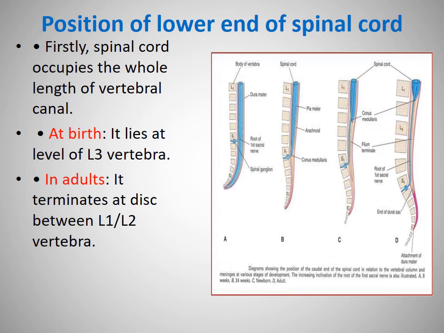Now, the positional changes of the spinal cord. During embryonic life, the spinal cord occupies the whole length of the vertebral column. Later on, the dura mater and the vertebral column grow at a faster rate than the spinal cord. At the stage of the 24-week-old fetus, the spinal cord lies at the level of S1. Whereas in the neonates or newborns, the spinal cord has shifted to a higher level, at the level of L3. And in adults, it reaches the level of the disc between L1 and L2.